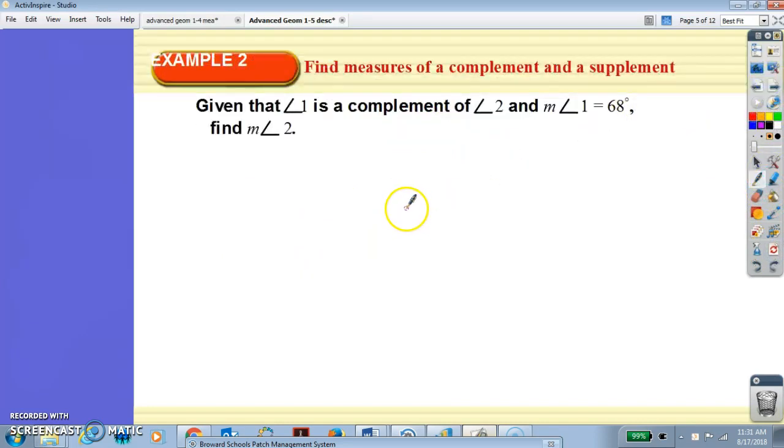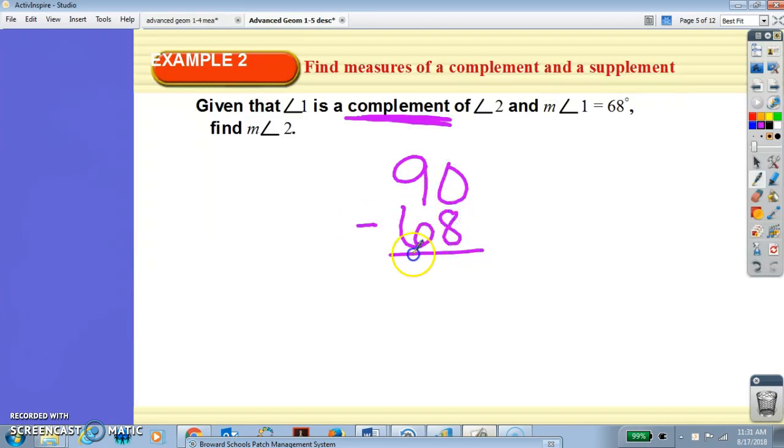Given that angle 1 is a complement of angle 2, and the measure of angle 1 is 68 degrees, what is the measure of angle 2? So complement means what? That they're complementary, so they add to 90. 90 minus 68 is 22. Good job. So the measure of angle 2 is 22 degrees.